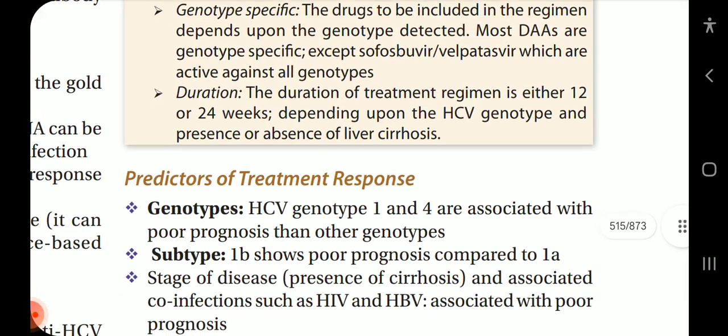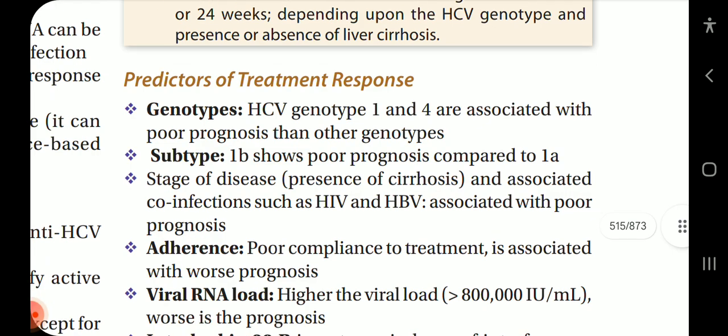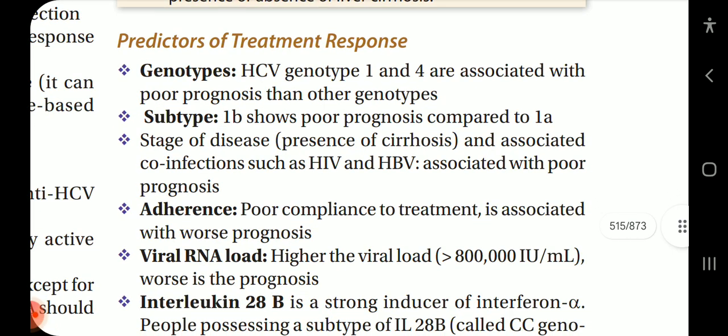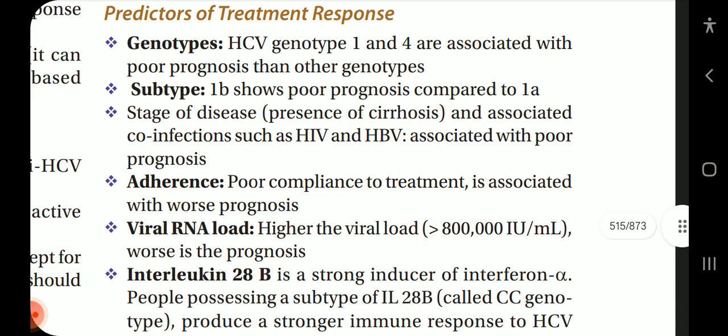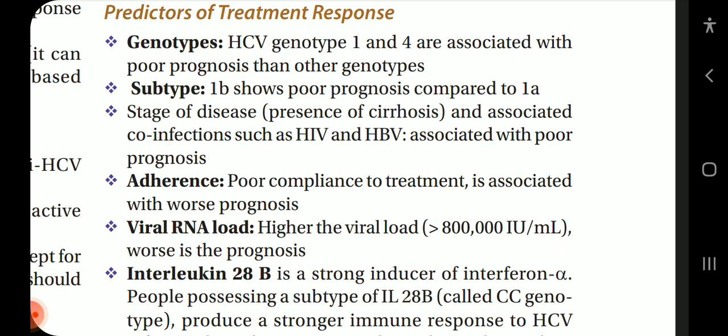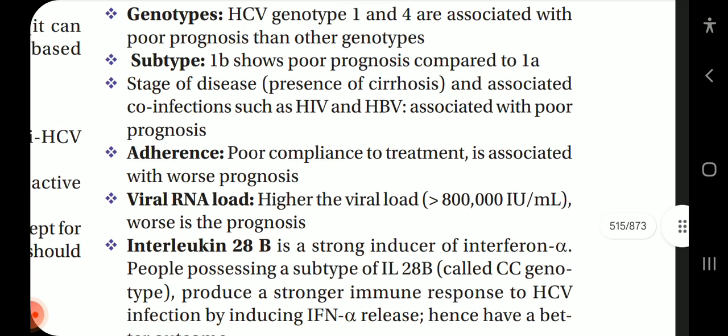Duration. The duration of treatment regime is either 12 or 24 weeks, depending upon the HCV genotype and presence or absence of liver cirrhosis. Predictors of treatment response. Genotypes: HCV genotype 1 and 4 are associated with poorer prognosis than other genotypes. Subtype 1b shows poorer prognosis as compared to 1a.